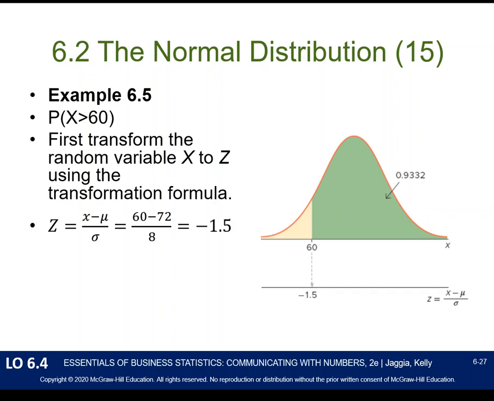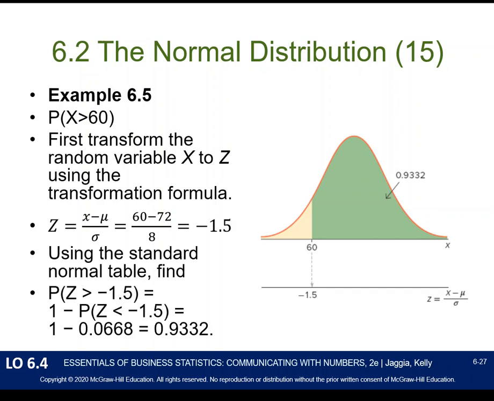I can go to the left table because it's a negative. I can look up 1.5. And if I do that, I find that 1.5 is 0.0668. Now that means there's a 6.68% probability that someone will score less than 60.